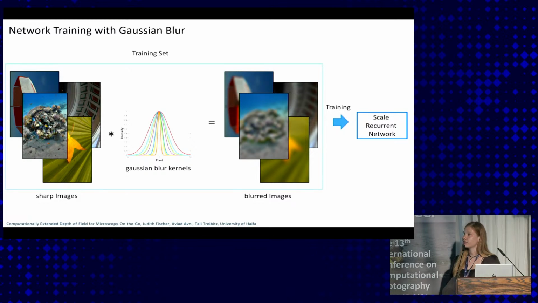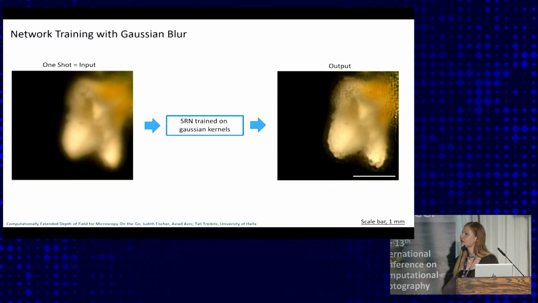So we went to simulate a training set with Gaussian blur. We took natural sharp images from datasets of Middlebury and also an underwater image set taken by our lab, and we blurred these images with different Gaussian kernels. This resulted in images with varying blur, and we trained our network with this dataset. And also here we can see that the Gaussian blur doesn't really represent the blur we have in our system, since we are not able to recover any details.